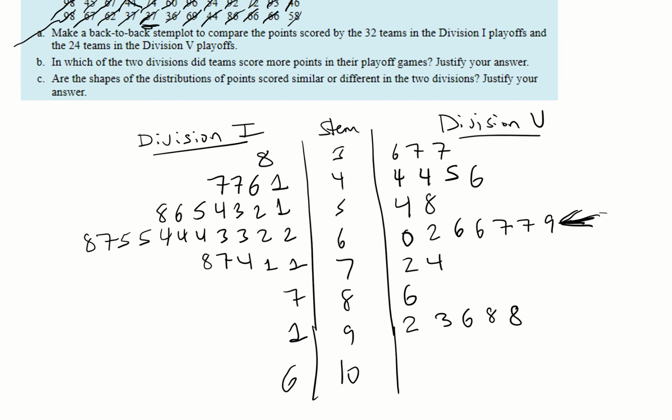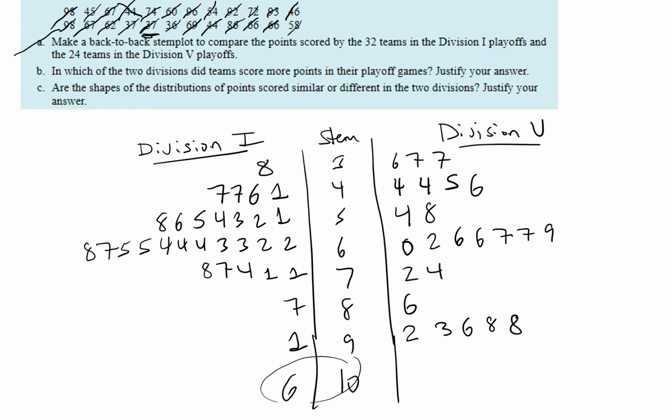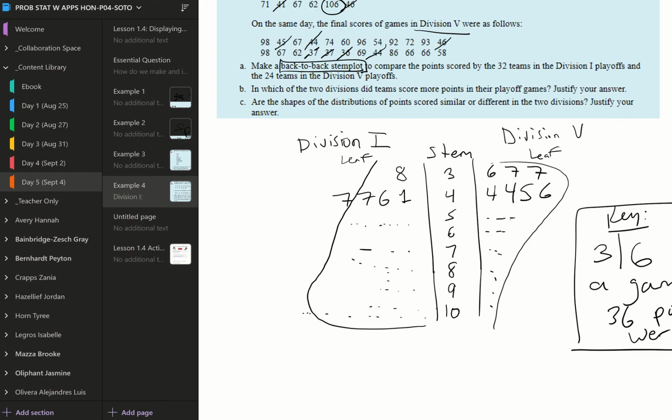And then if you look at, let's see here. Okay, so in which did they score more points? So they're not saying on average, I guess they're just saying, which scored more points in general. Okay, so if you look at Division 1, they really had 106 points in that game. So again, a pretty high number of points for that playoff game.